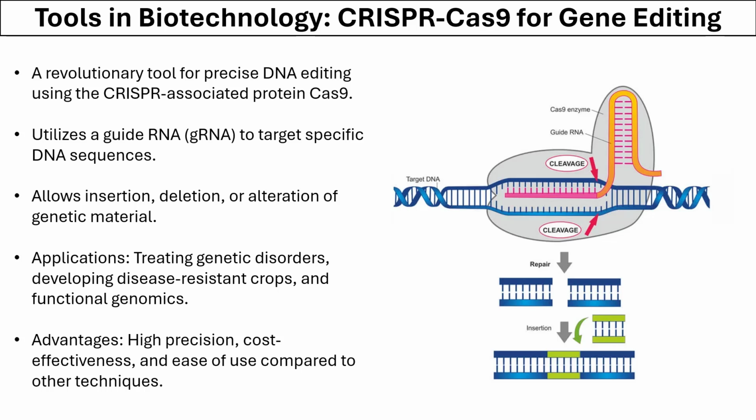Another important tool of biotechnology which has been recently discovered is CRISPR-Cas9 gene editing technology. It is a revolutionary tool which can precisely edit the DNA of an organism. It utilizes a small RNA that can target a specific DNA sequence. Then it allows for insertion, deletion, or even alteration of genes in the genome. This technology has been used for treating genetic disorders, for developing disease-resistant crops, and also for performing functional genomics. The advantages of this technique lie in its high precision, its cost effectiveness, and also the ease of its use.